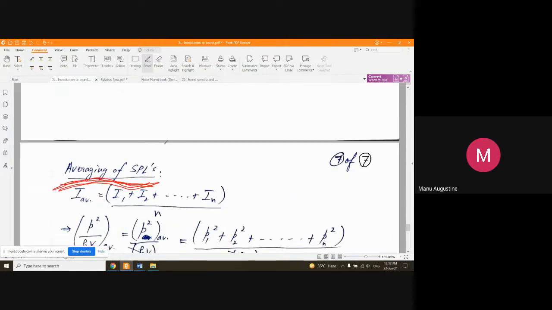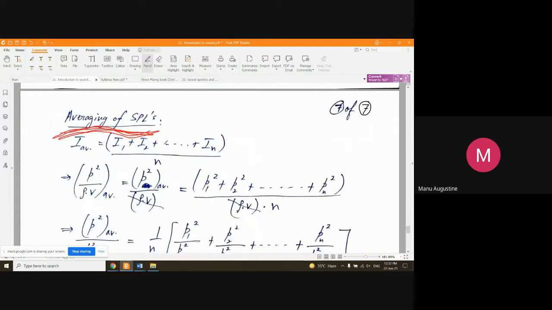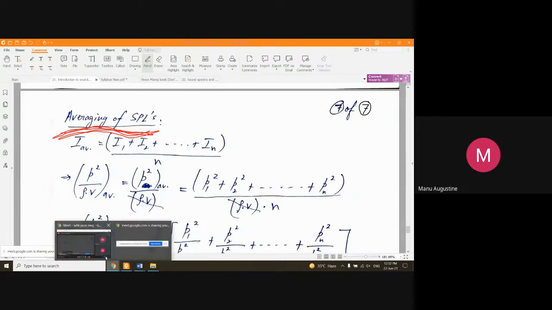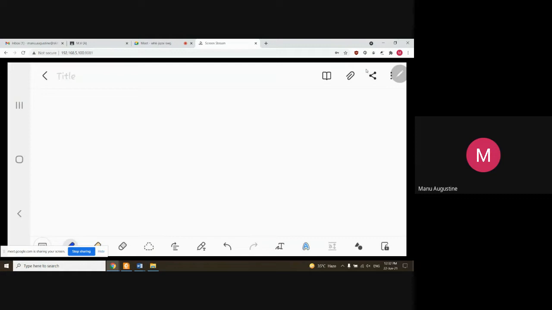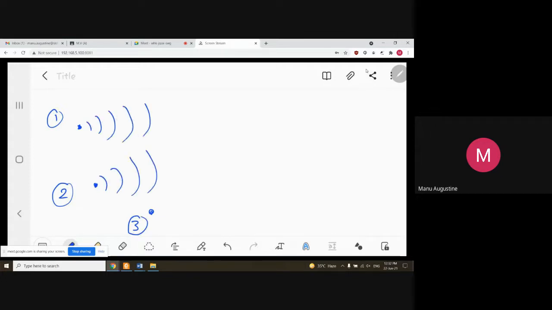So we start with the concept once again that decibels cannot be directly averaged. Suppose I have got three sources: source 1, source 2, and source 3. And these three sources are sending sound towards a person standing here.